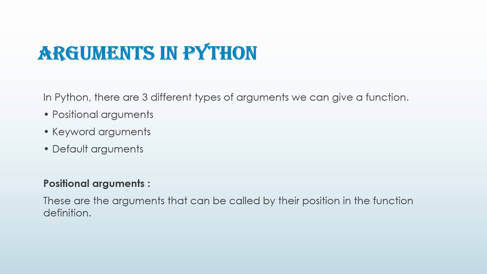Coming to the third topic, arguments in Python. In Python, there are three different types of arguments we can give to a function. In the parenthesis, the three types of arguments are positional arguments, keyword arguments, and default arguments. Positional arguments are the arguments that are matched by their position in the function definition.